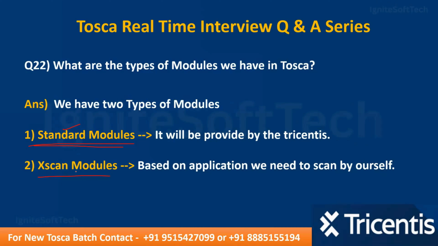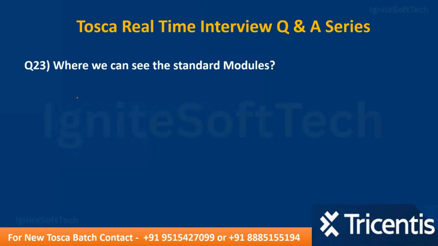For example, I need to click on this register button. In order to click on the register button, you need to capture it, right? Opening the URL is standard, which is provided by Tricentis. An XScan module means that based on your requirement, you will scan the modules.